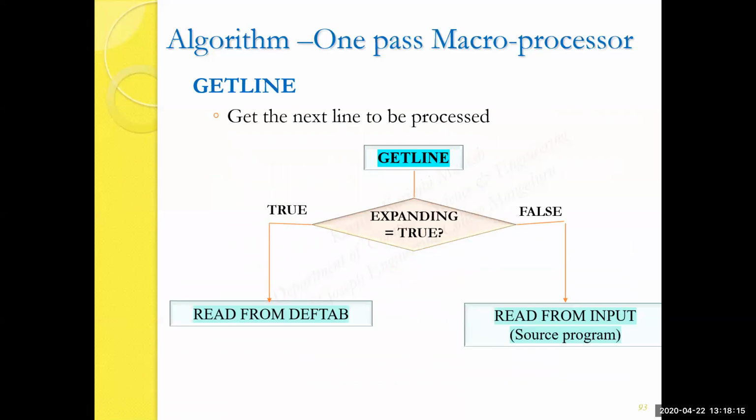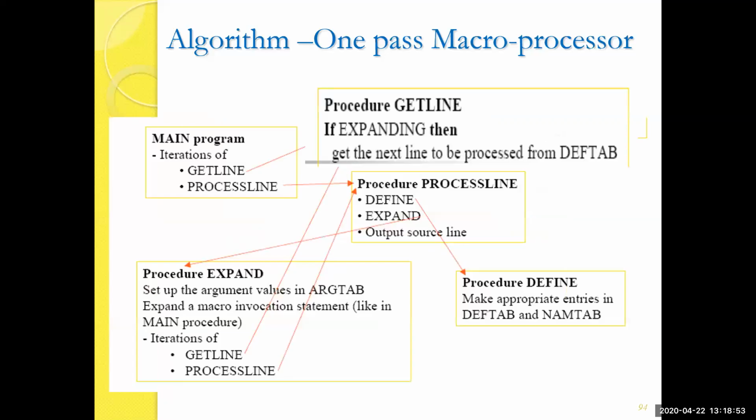The function of the getLine procedure is depicted in this figure. As you see, the getLine procedure examines a variable expanding to see if it is set to true or false. So if expanding is false, the next line that is to be processed is fetched from the source program or from the input file which has macros. While if expanding is true, the lines will be read from the definition table instead of from the source file. Because expanding is true means that you are currently expanding a macro, in which case the stored macro definitions need to be fetched from the definition table.